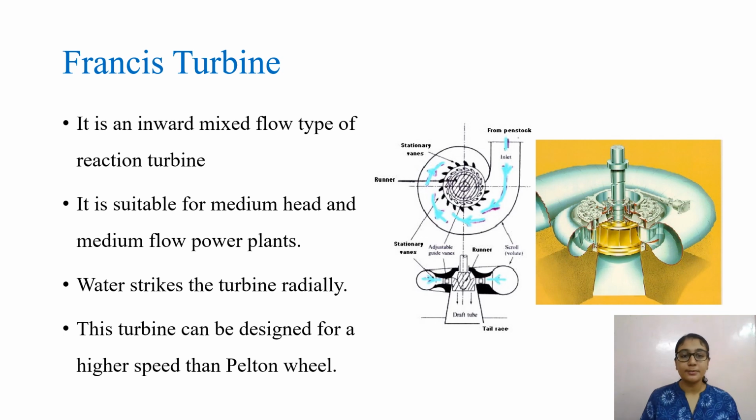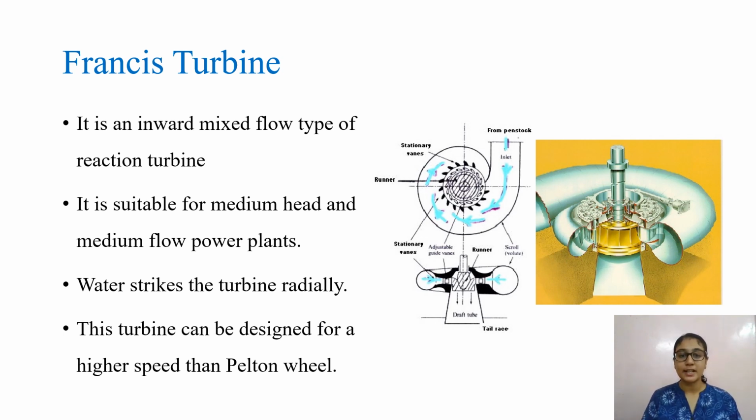Next, let us move on to the Francis turbine. Francis turbine is an inward mixed flow type of reaction turbine and is suitable for medium head and medium flow plants. Such turbines develop power partly due to velocity of water and partly due to the difference in pressure acting on the front and back of the runner buckets. The full load efficiency of this type of turbine is about 92%, but with part load the efficiency decreases to 65% at half full load.